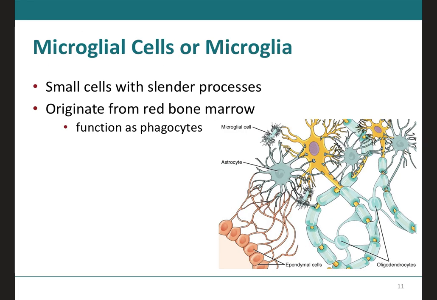Next, we have the microglial cells or microglia, and micro means small. Therefore, these are small cells with very slender processes that give off numerous spine-like projections. Unlike other neuroglial cells, which develop from the neural tube, the microglial cells originate in the red bone marrow, and they migrate into the central nervous system as it develops. Therefore, the microglial cells function as phagocytes. Like tissue macrophages, they remove the cellular debris formed during normal development of the nervous system, and they also phagocytize microbes and damaged nervous tissue.